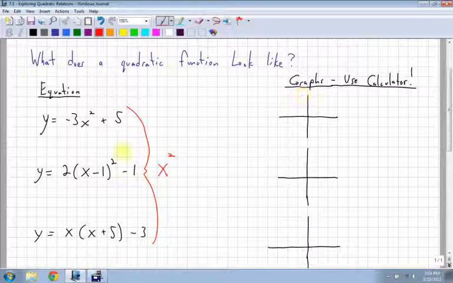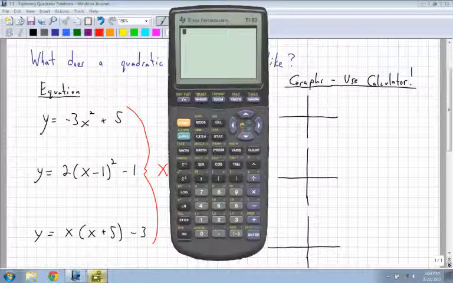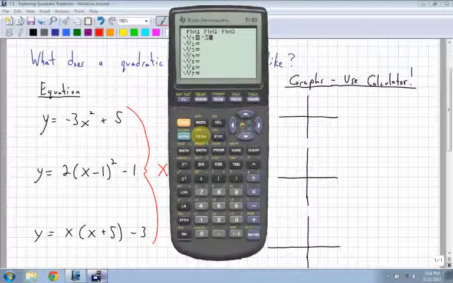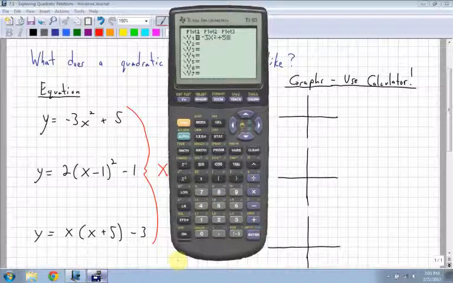Okay, for the graphs of these things, most of the time we're going to be using our calculator. And on the TI-83, you have this button here, the y equals button. Press it. Clear anything you have there. And we're going to put in this equation here. So I have negative 3. Your x button looks like this. So 3x squared. And then you just say plus 5. And then you hit the graph button.